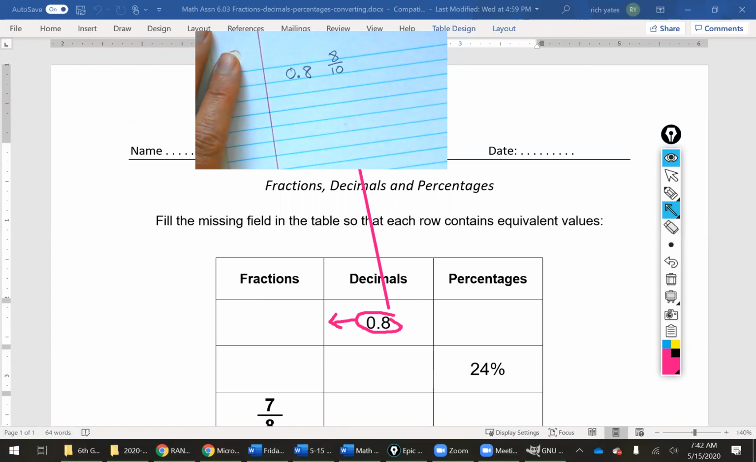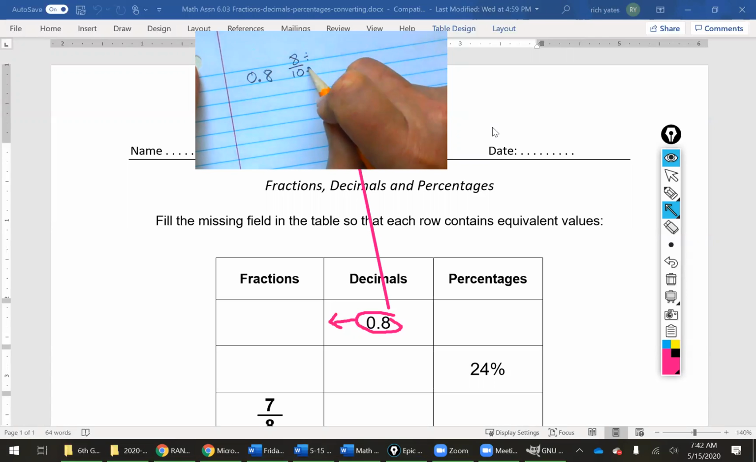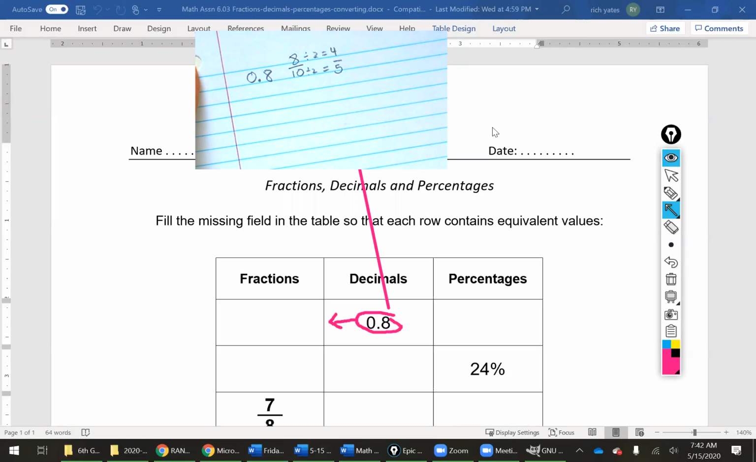Now, the one thing I mentioned in the lesson is that we also need to take this 8/10 and simplify it, because right now it's not simplified. So I'm going to divide both sides by 2, and that's going to equal 4/5. And so my fraction is going to be 4/5. I can't really type that in as a fraction, so I'm just going to use a line like this to show 4/5. That is my simplified fraction.